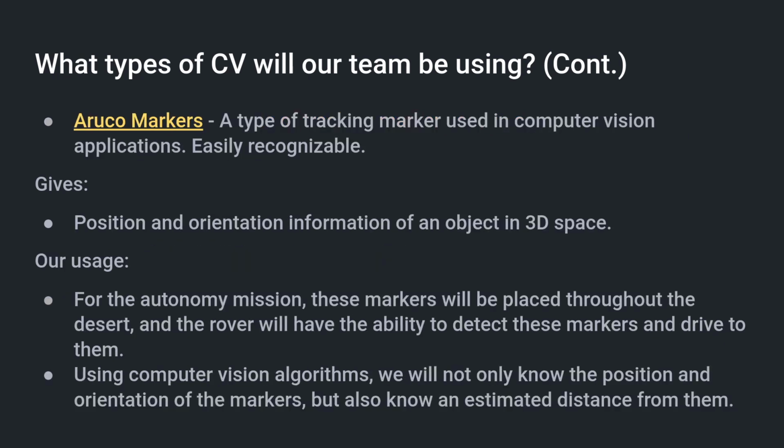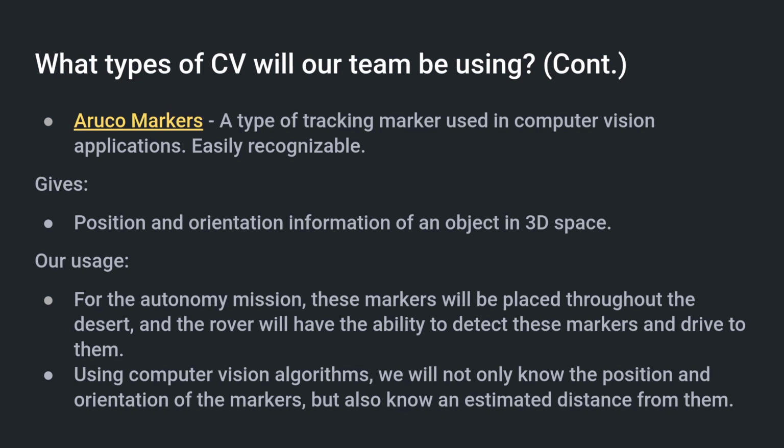All right, and then ArUco markers. ArUco markers are a type of AR tag. And what is an AR tag? It's a type of tracking marker that's used in computer vision applications, and they're specifically made so that they're easily recognizable by a computer, through the camera.